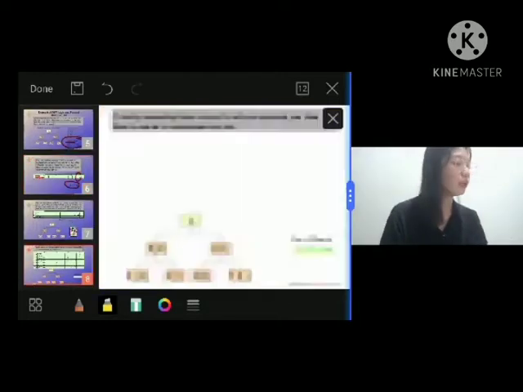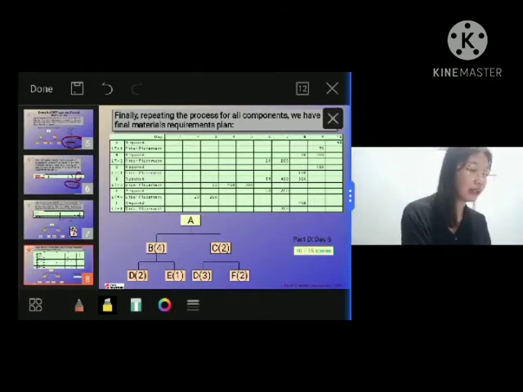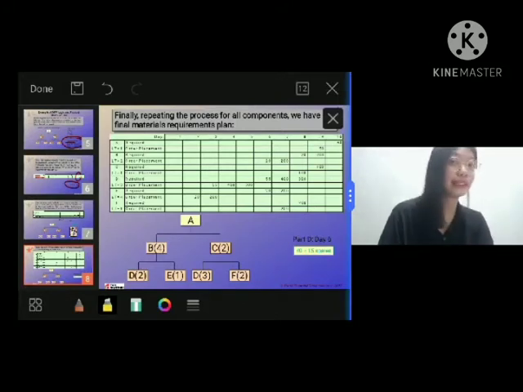So we will go to another table. Finally, the repeating process for all components. In order to release A, B, and C, let's look at the structure tree. As you can see, B and C are connected to assembly A, which means B is equal to 4A and C is equal to 2A. That's why, as we can see in the table, the required row for assemblies B and C is connected to the day of order placement of assembly A in day 9.